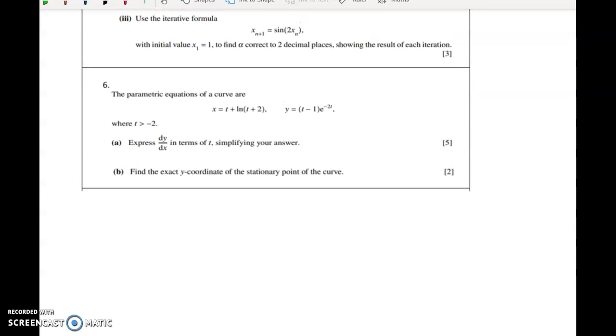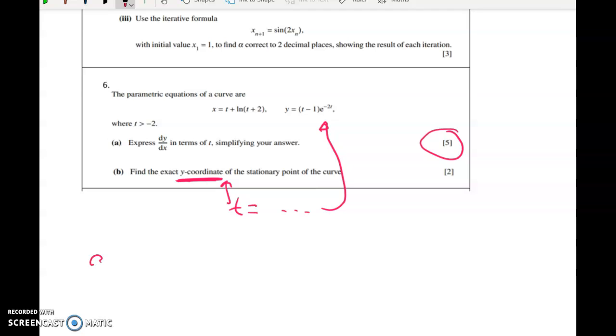So the first one here is a classic parametric question. We've got x and we've got y. First, for 5 marks, we have to get dy by dx, and then we have to find the exact y coordinate of the stationary point on the curve. The first thing we're going to do is find t equals something, and then we have to chuck it back into the formula for y.